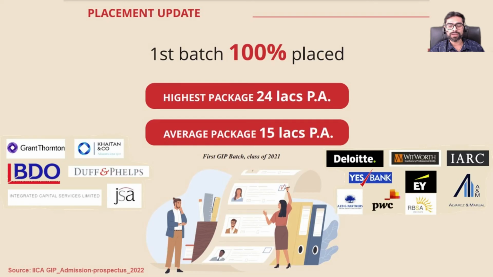Now friends, talking about the placement, the first batch was 100% placed with the highest package of 24 lakh and the average package 15 lakh. This is as per the IICA GIP prospectus released earlier this year. So these logos, you can say these companies have come for the placements.